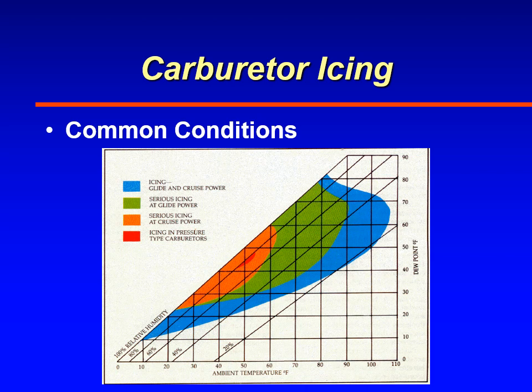Here are the most common conditions for carburetor ice. This is color-coded, and this came from an engine manufacturer. But you see temperature ranges anywhere from 80 degrees Fahrenheit all the way down to 10 degrees Fahrenheit. And relative humidities, typically the higher the relative humidity, the more likely your chances of carburetor ice are. But as you get to drier and drier relative humidities, the chances start to decrease.